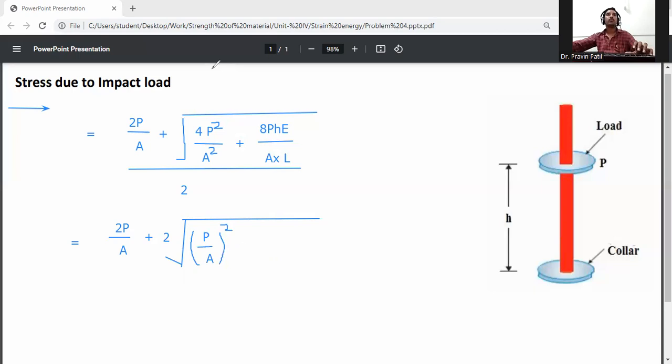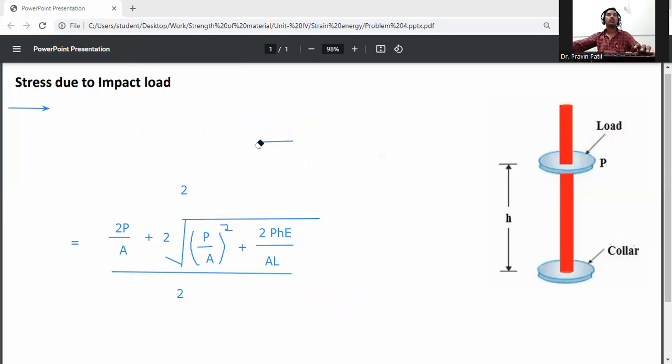Then plus 2PHE divided by AL, divided by the whole of this 2. So we take 2 common from this.